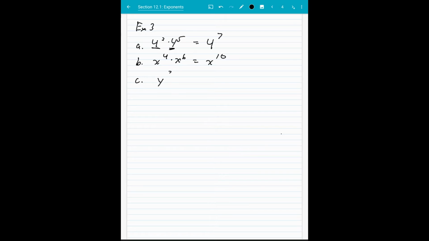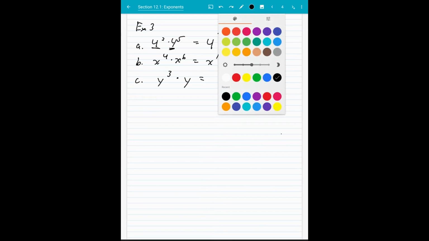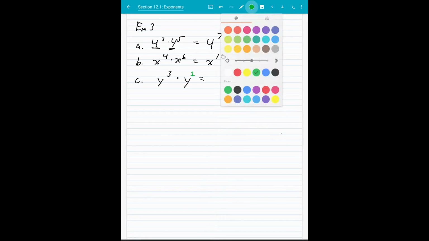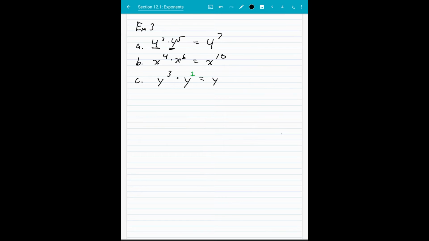C says y to the third times y. Well, the y doesn't have an exponent. So if it doesn't have it written, we assume it's a number 1. We can assume that there's a number 1 up here. So that would then make y to the 4th power. D is y to the 3rd times y to the 2nd times y to the 7th. Add up all of these numbers together. 3 plus 2 is 5, plus 7 makes 12. That'd be y to the 12th power.